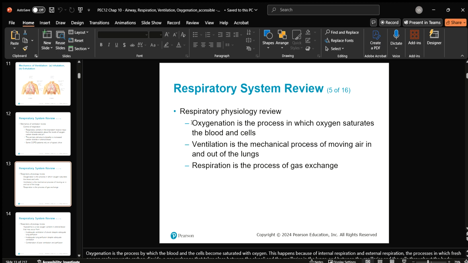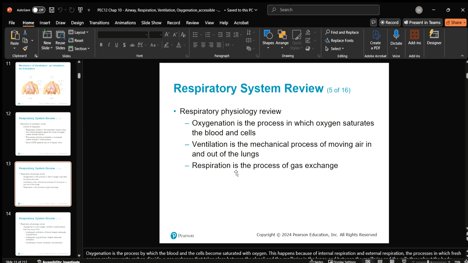This is also another important part. Make sure you understand the difference between these three things: oxygenation, ventilation, and respiration. Oxygenation is when oxygen saturates the blood and cells. Ventilation is moving air in and out, which is different from respiration. That's the process of gas exchange. So when we say, hey, I need you to bag this guy, we're really saying, I need you to ventilate this guy, because you are forcing air into their lungs and allowing it to escape.